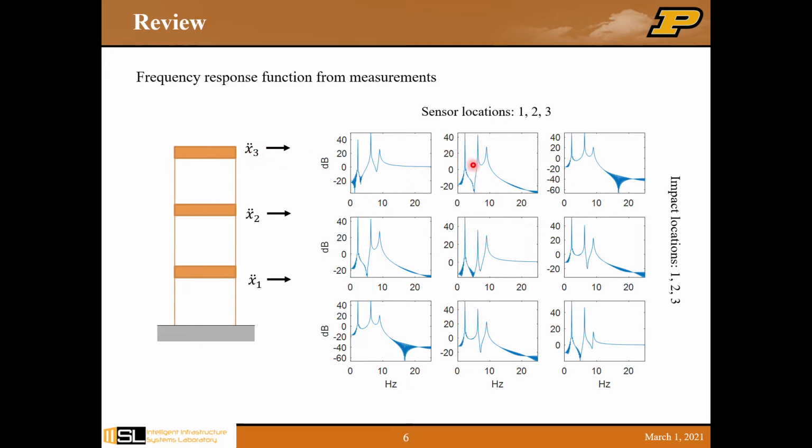This actually represents the figure here in the second row, and the figure here in the third row. Okay, they are actually identical. So this is what we call reciprocity features for the FRF modal testing in the lab.